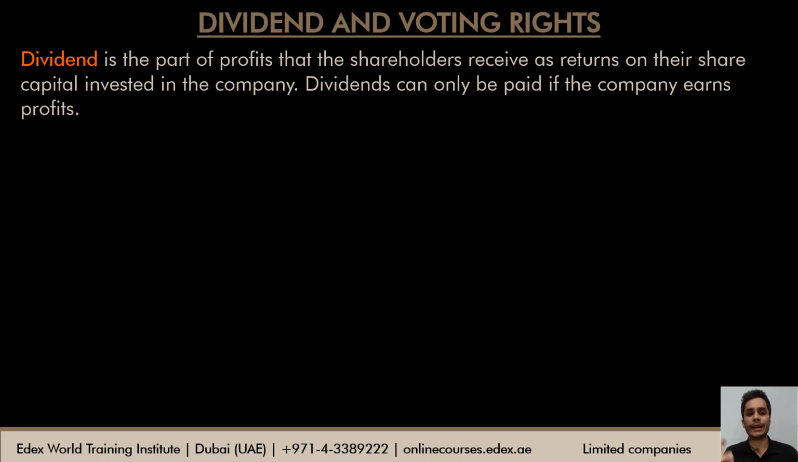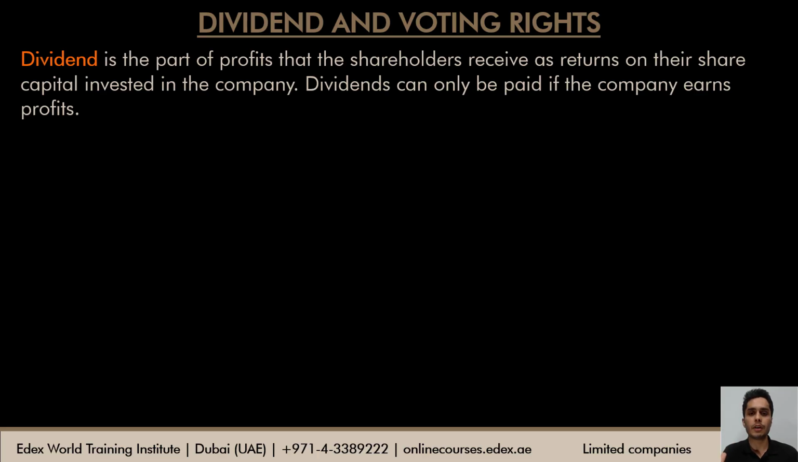Dividend is what an investor gets as return on his investment. So when you're investing in the capital of a company, what you get back is dividends. For example, when you invest in bank deposits, you get back interest from the bank. In the same way, dividend is what investors get in form of returns on their investment in share capital. Now, dividend is that part of profits which is paid back to the investors.